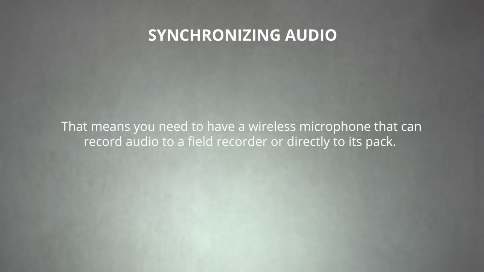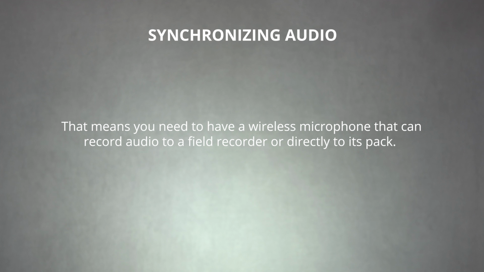What you need to do is record audio externally on the day of your shoot. That means you'll need to have a wireless microphone that can record audio to a field recorder or directly to its pack. At the beginning of the shot, you want to create a sync point. Once your drone's launched, make sure the camera's recording and facing your subject. Then, while recording, have your subject clap their hands right in front of the microphone. Just one loud clap is enough. That's it. You've created your sync point.